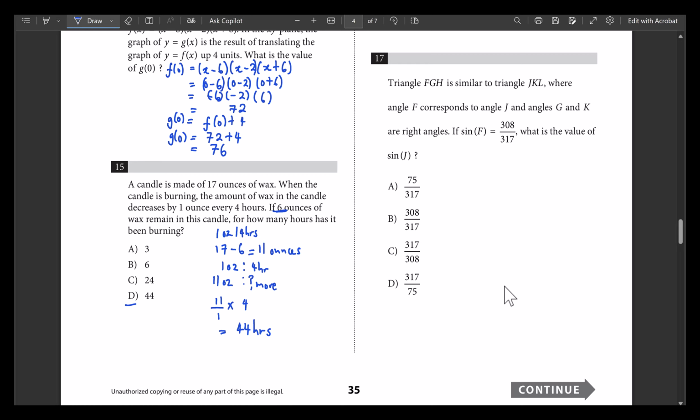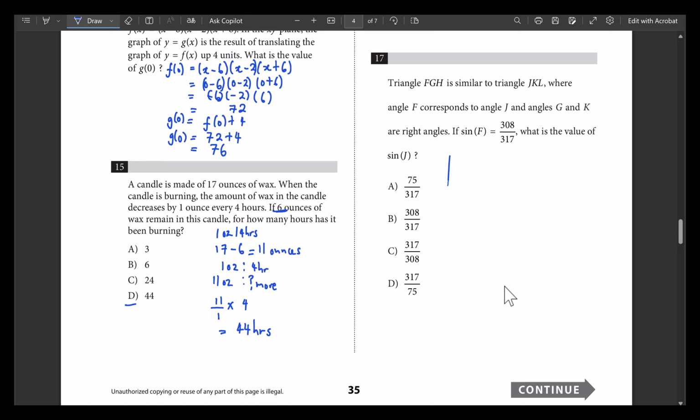Number 17, triangle FGH is similar to triangle JKL, where angle F corresponds to angle J and angles G and K are right angles. If sine F is equal to 308 over 317, what is the value of sine J?